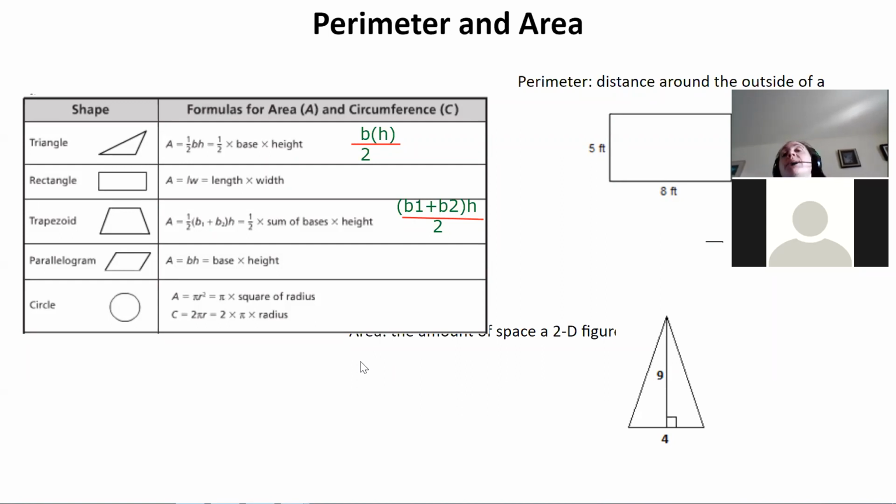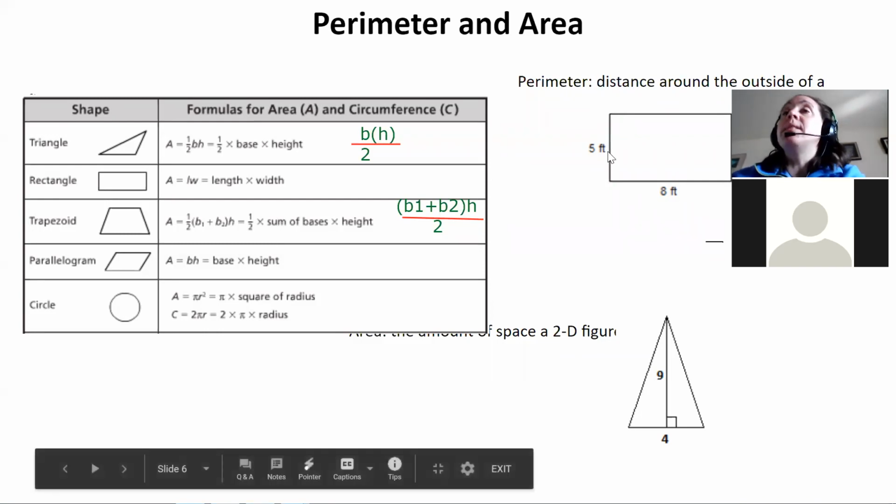Okay, and then circumference is the distance around a circle. That's where you take 2 times pi times the radius, or pi times diameter. It's another way to think of it. So yeah. Cool, so perimeter is the distance around a figure. Area is the stuff inside.